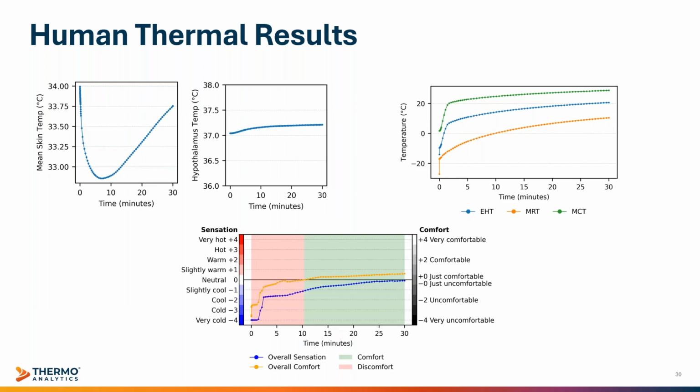The tool will also show you the Berkeley overall sensation and comfort plotted on the same graph. It will color the uncomfortable sections red and the comfortable sections green, which just makes it really easy to see at what point exactly in this heat up duration the person started to feel comfortable.